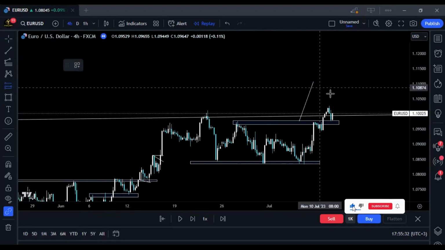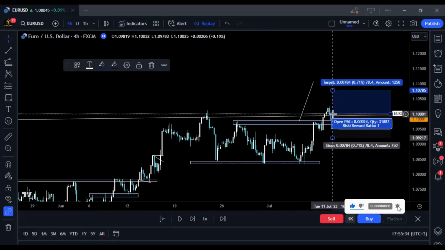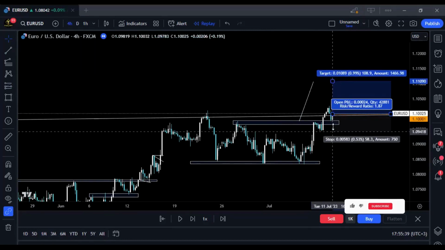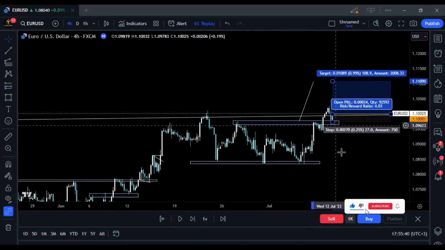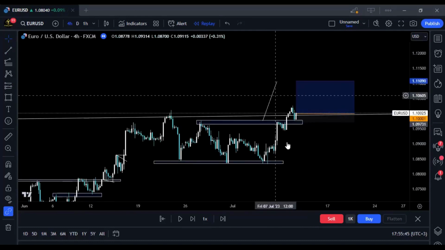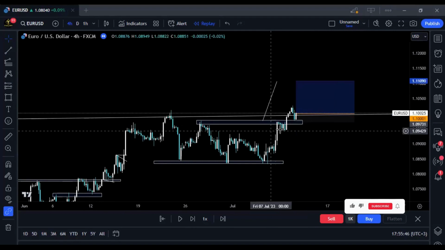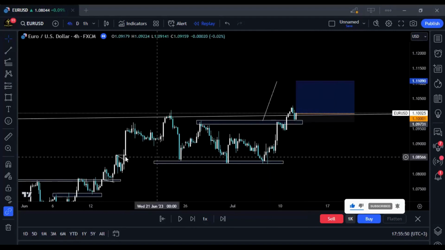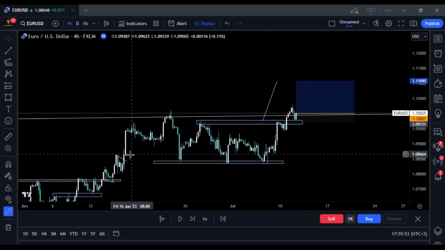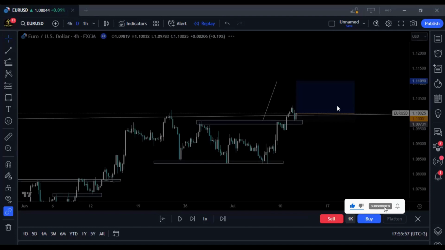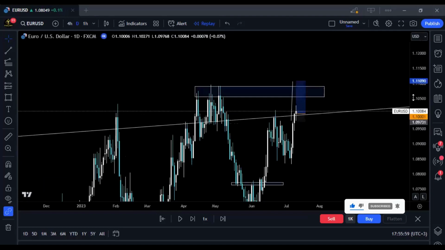In a scenario like this, I think it's something to also learn from. So looking at the high obviously is important. Here we didn't take the daily.